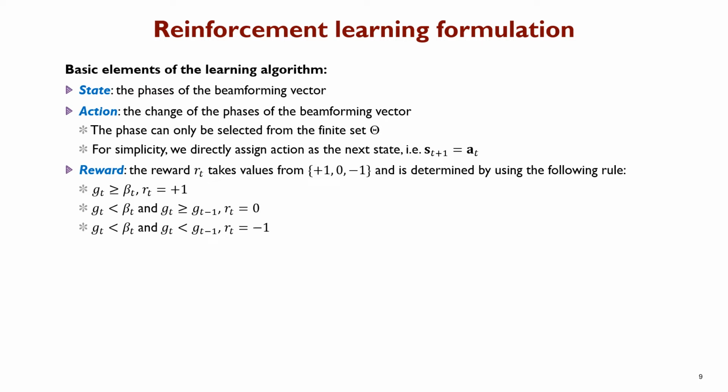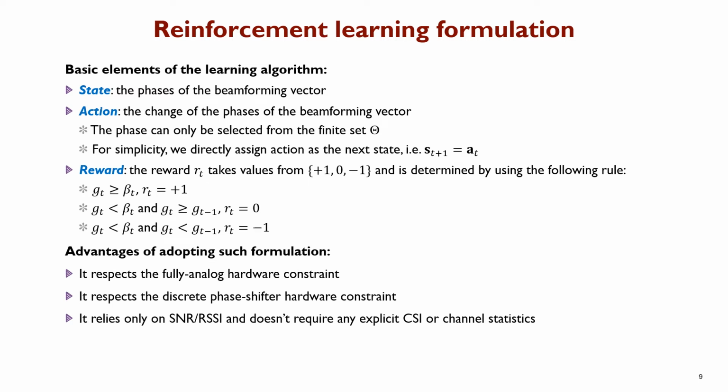So we define state as the phase of the beamforming vector and action as the change of the phase of the beamforming vector, where the phase can only be selected from the discrete set theta. And for simplicity, we directly assign action as the next state because they are all just phases. Also, we adopt a ternary reward mechanism where the reward at time t takes values from +1, 0, or -1, which is determined by using the following rules.